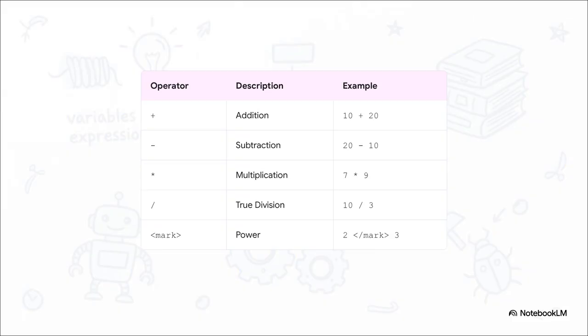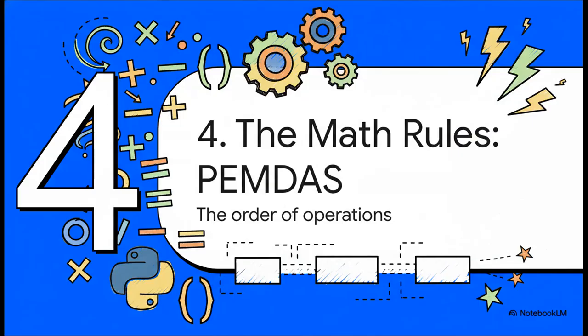So these symbols you see, these are basically our tools for doing math. We call them operators. You'll recognize the plus and minus for addition and subtraction. But take a look at the others. In Python, we use an asterisk for multiplication, a slash for division, and a double asterisk for exponents, raising a number to a power. Okay, but what happens when you chain a bunch of these together? Like, how does Python figure out what to do first? Well, it doesn't guess.